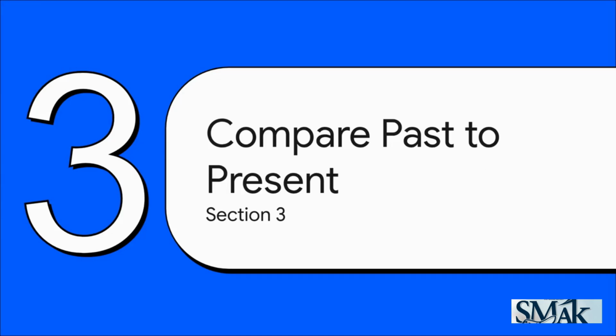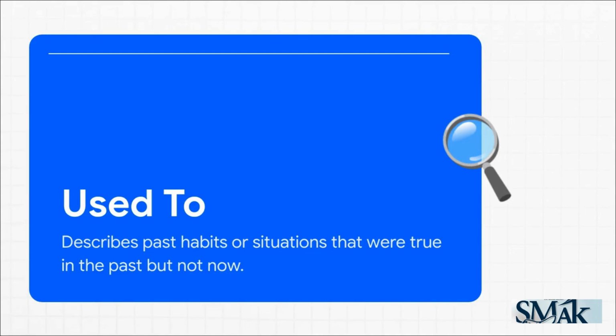Let's move to section 3 and see how this builds. We're looking at comparing past to present. Think about who you were 5 years ago versus who you are right now. Often in English, we want to talk about exactly that, who we were versus who we are today. We do this beautifully with the used to structure. This is a pattern that describes past habits, actions done regularly before, or situations that were true in the past but are not true now.